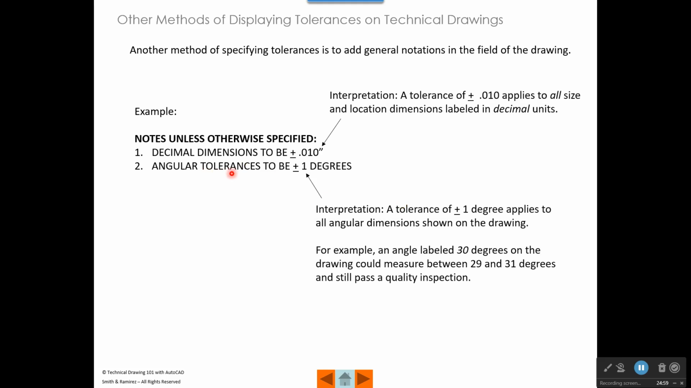So if we think in terms of angular tolerances, an angle labeled 30 degrees on the drawing with a tolerance of plus or minus 1 degree could measure between 29 and 31 degrees when the part is made and inspected and still pass the quality inspection.